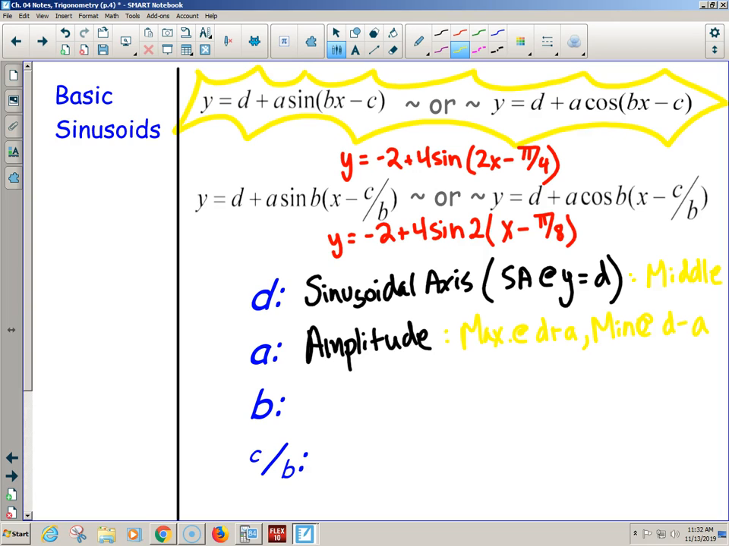Now, technically, I don't look at B next, because B has to do with the horizontal stretch, which is great and all, but that shows me how long. I need to know where to start the wave before I think of how long to make it. So I actually look at C over B for the starting point, or the starting X. C over B is known as the phase shift, or you could also say phase displacement. The phase shift or the phase displacement, at X equals C over B.